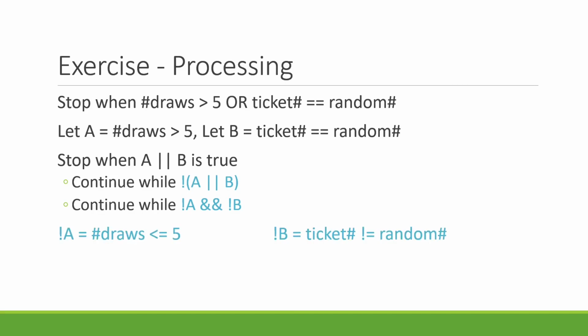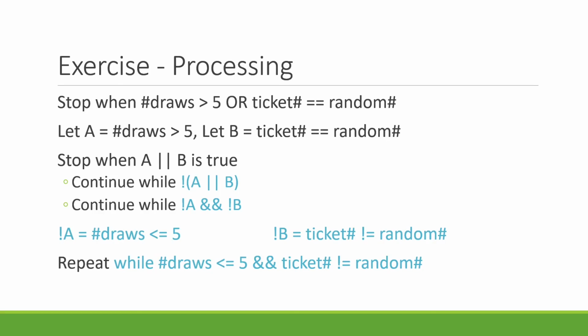Now, since A is number of draws greater than 5, then not A is number of draws less than or equal to 5. And since B is ticket number equals random number, then not B is ticket number not equal to random number. Therefore, we can write our while loop condition as while the number of draws is less than 5 and the ticket number is not equal to the random number.